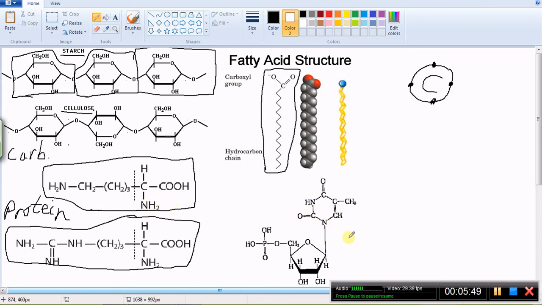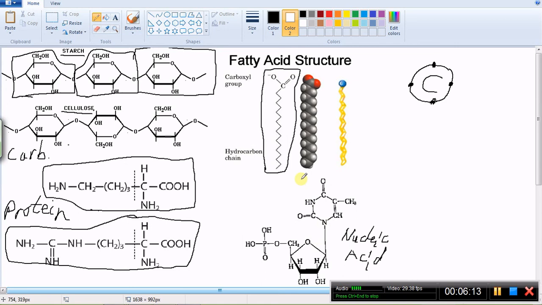And then this last one over here is a nucleic acid. Sorry if my handwriting is still bad. I downloaded a new screencasting program, and it's better. I'm still getting used to it though. So this is a nucleic acid.